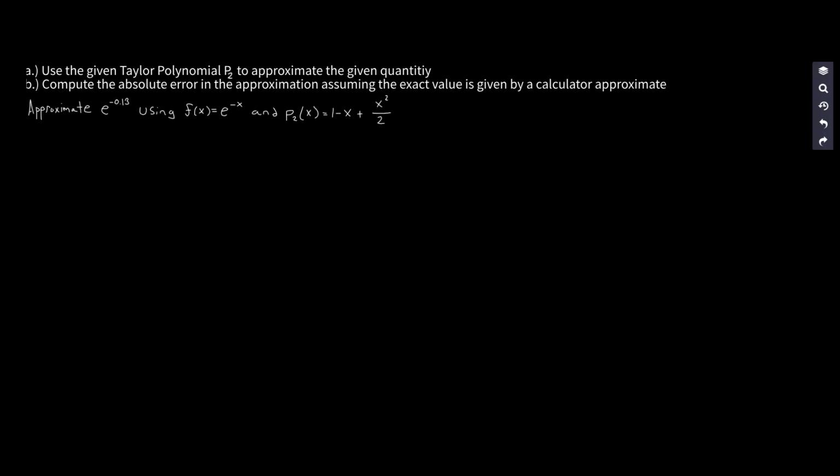This is the last problem of the problem set. It says to use the given Taylor polynomial p sub 2 to approximate the given quantity and to compute the absolute error in the approximation, assuming that the exact value is given by a calculator, and to approximate e raised to the power of -0.13 using f of x equals e raised to the power of -x, and p sub 2 of x equals 1 minus x plus x raised to the second over 2.